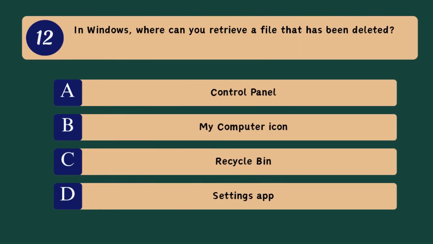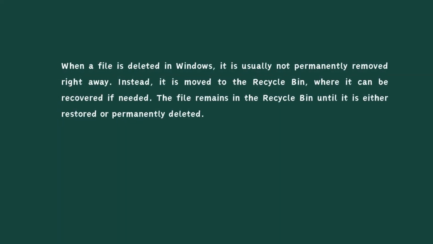Question 2. In Windows, where can you retrieve a file that has been deleted? A. Control Panel. B. My Computer icon. C. Recycle Bin. D. Settings app. Correct answer. C. Recycle Bin. When a file is deleted in Windows, it is usually not permanently removed right away. Instead, it is moved to the Recycle Bin, where it can be recovered if needed. The file remains in the Recycle Bin until it is either restored or permanently deleted.